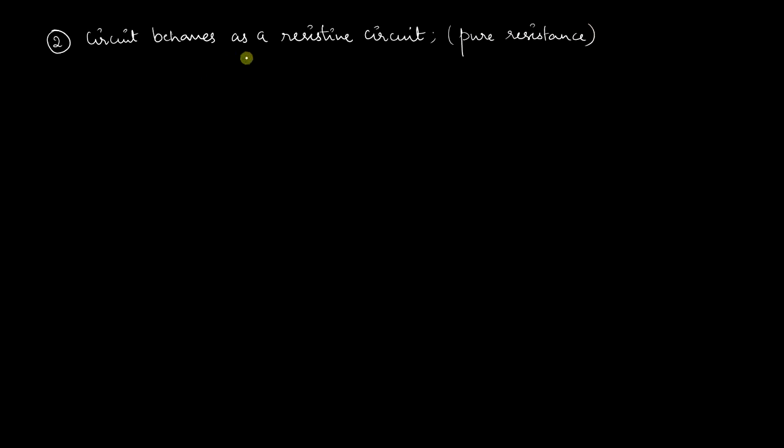The second property is that the circuit should behave as a resistive circuit. That means it should be pure resistance. This condition is achieved if XL is equal to XC. So at resonance, the inductive reactance will be equal to the capacitive reactance. Remember this property. I will explain it in much more detail when we find out, using the derivation, how the network is a pure resistive network or a pure resistive circuit.